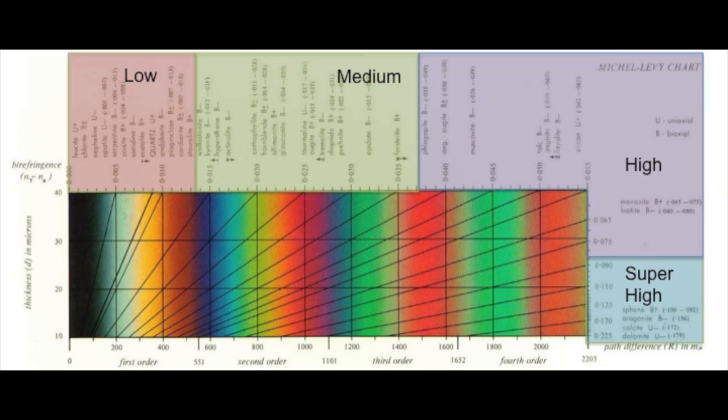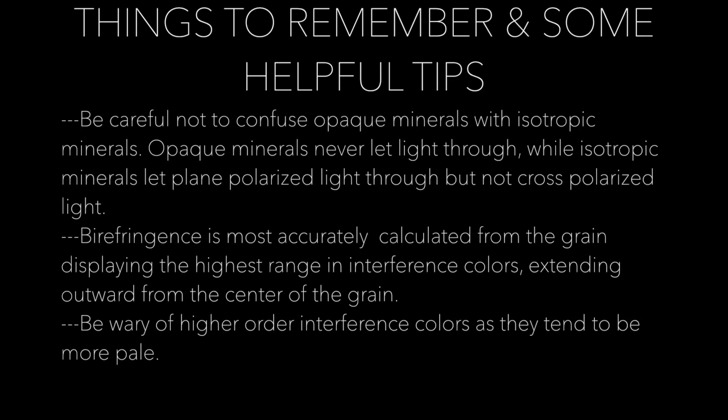It is often okay to generalize your description as low, medium, high, or super high, as there is some variability in observed values. Here are some things to remember and some helpful tips. Be careful not to confuse opaque minerals with isotropic minerals. Opaque minerals never let light through, while isotropic minerals let plain polarized light through, but not cross-polarized light.